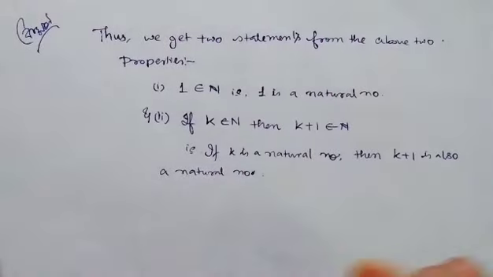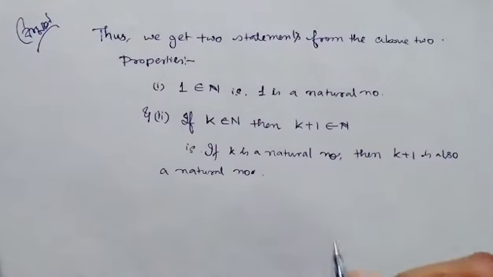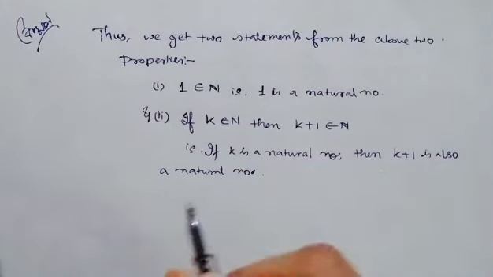So from the above two properties we can conclude two statements now. The statements are: 1 is a natural number. We know that 1 is the smallest natural number, and it belongs to the natural number set. And the second statement is, for any natural number, say k, if k is a natural number, then k plus 1 will also be a natural number.